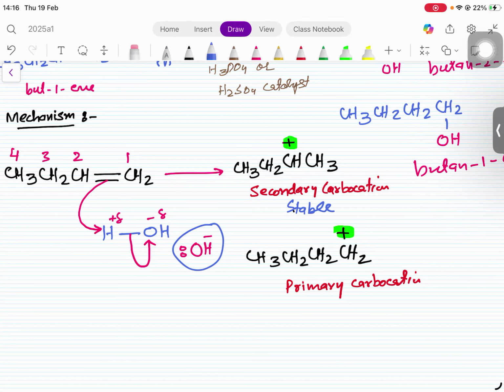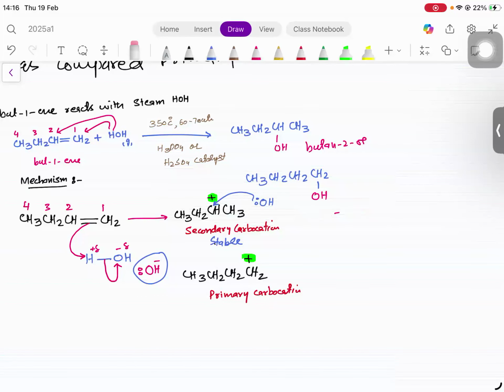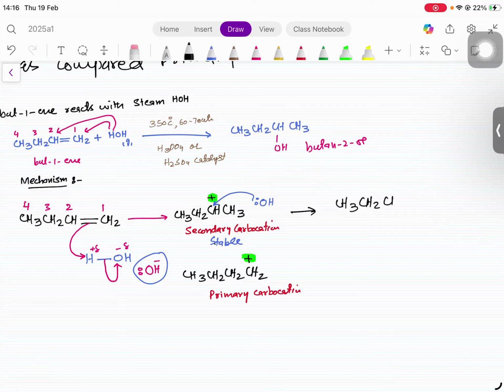The secondary is more stable. So what is formed then? It is CH3, CH2, CH, OH, and then CH3. That's why, since it comes from the secondary carbocation which is more stable, this is the major product that is formed. They also ask the reason for more stability.